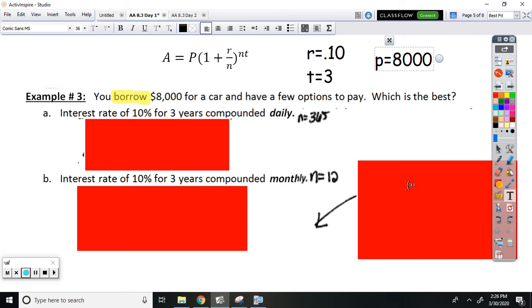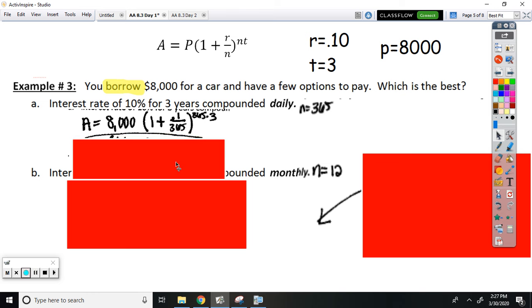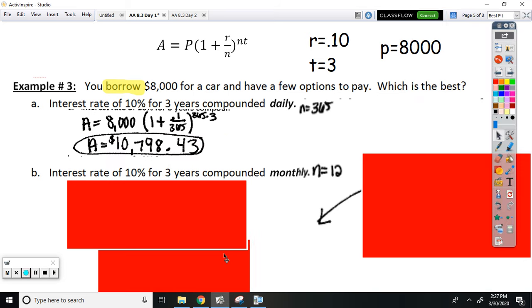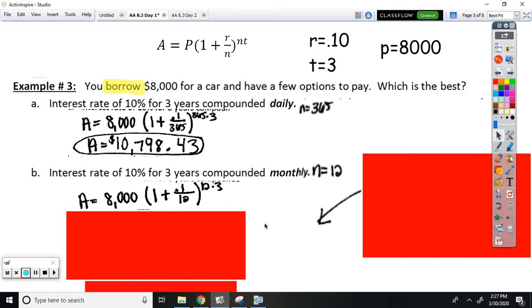We have daily versus monthly. So our N is 365 for daily versus 12 for monthly. So we'll plug that straight in: P times 1 plus R divided by N to the NT power. So we should get $10,798.43. Now for that second problem, the only thing that I have to change is the 365 to be 12.